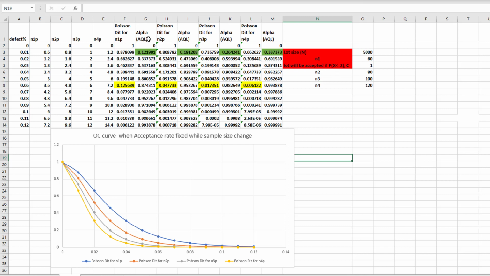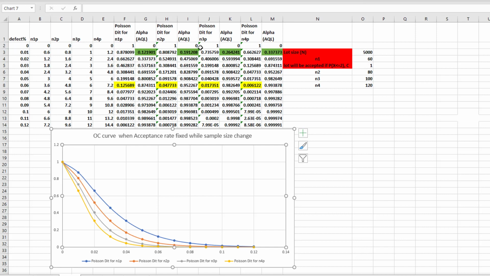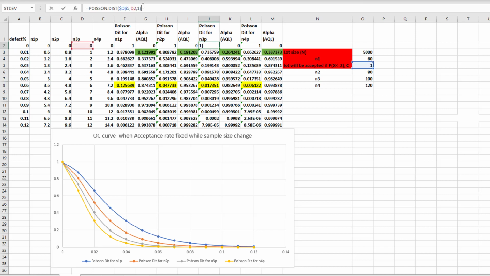Okay, so now when you increase the n value, the sample size, before it was 60, it is 80 now. In this formulation, we use C2. So how will you calculate C2? For NP, you can see that in this formulation we use N3P, and in this one we use N2P. N2P means we use N2. If you click on this N2, we utilize sample size 2, which is 80. Okay, so this way you will calculate.